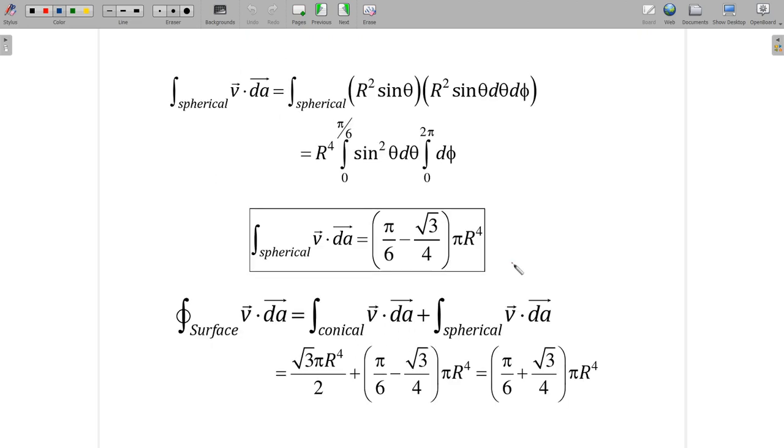Now the spherical part is again v. Now the dA vector for the spherical part points in the r cap direction.